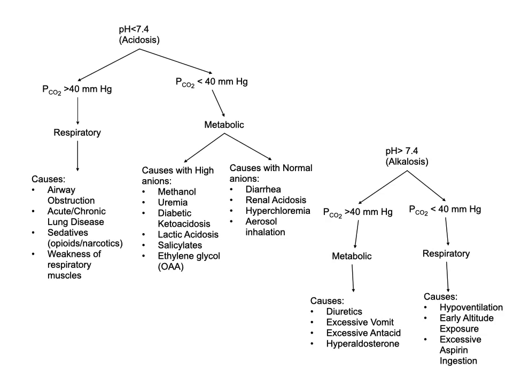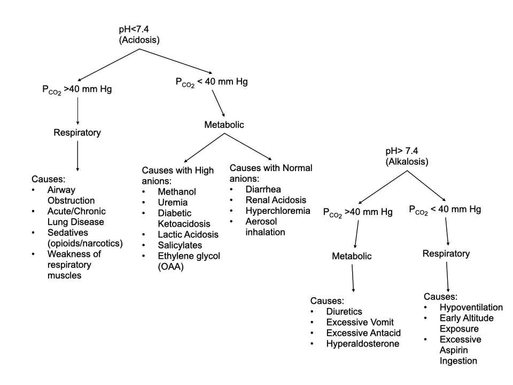However, if we happen to have normal anion concentrations, the root causes here seem to be either loss of, or issues with clearance of the acids as opposed to the accumulation of acids, where we're going to look at things like diarrhea, renal acidosis, hyperkalemia, or ingestion or inhalation of aerosols.